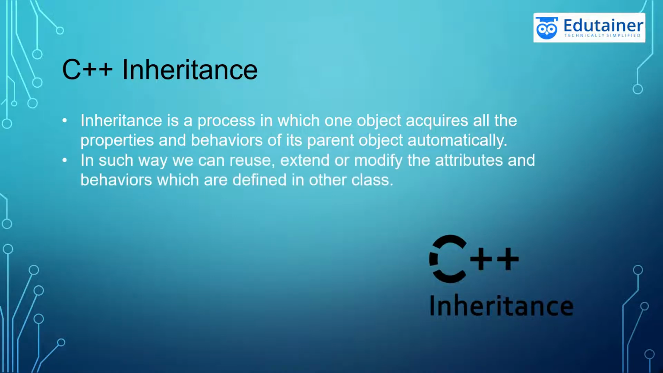In such a way, we can reuse, extend or modify the attributes and behavior which are defined in another class. This is an advantage of inheritance, because inheritance gives us the advantage of reuse. We can extend and modify the attributes and behaviors defined in other classes. Code reusability is a major advantage of inheritance, because you don't need to write the code again and again. You can reuse the code by inheriting from its parent class.